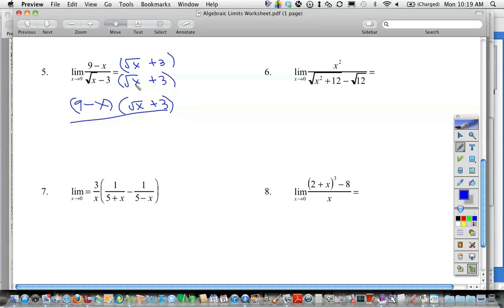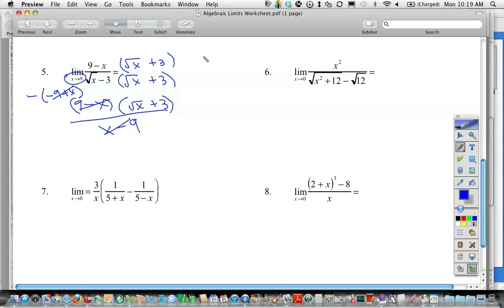The bottom FOILs into what? X minus 9. Now there's a little bit of a trick here before you cancel. What do you got to do? You have to take out a negative on either the top or the bottom. It doesn't matter. If I take a negative out of 9 minus x, it becomes negative 9 plus x, which of course is the same as x minus 9. So I just took out a negative. Now that cancels that. And now I can plug in my 9 for x.